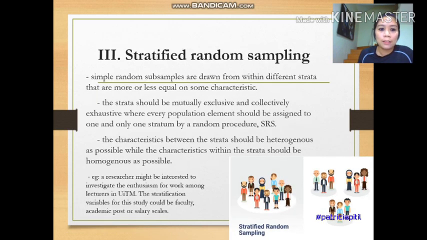Okay. Right, the third one is stratified random sampling. Stratified random sampling is drawn within different strata that are more or less equal on some characteristics. Okay, we'll take a look directly at the example here. A researcher might be interested to investigate the enthusiasm for work among lecturers in UiTM. So it is stratified by faculty, by academic post or salary scale, meaning that for every faculty you randomly select, but you want to ensure that all faculties are involved, and then from those faculties you narrow it down to every semester involved, and then from the semester involved you narrow it down by maybe another characteristic lah.